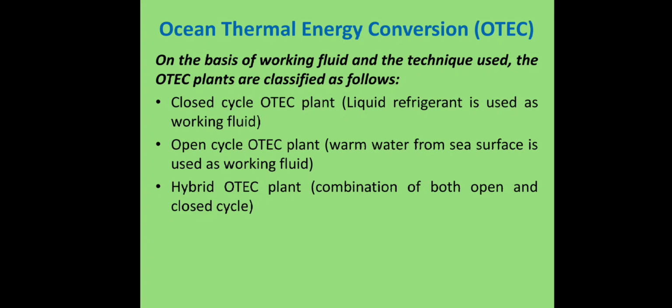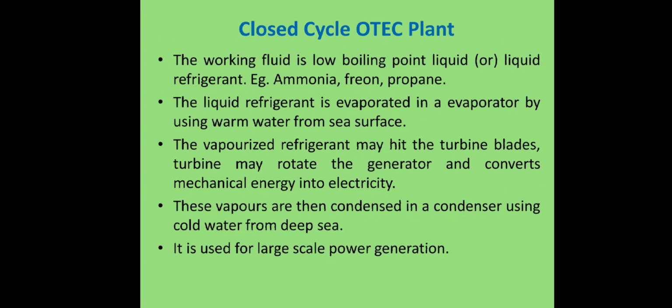On the basis of working fluid and the technique used, ocean thermal energy plants are classified as closed cycle OTEC plant, open cycle OTEC plant, and hybrid OTEC plant. Here, the closed cycle uses a liquid refrigerant as working fluid, and the open cycle uses warm water from the sea surface as the working fluid. And the hybrid OTEC plant is the combination of both open and closed cycle. First one, closed cycle OTEC plant.